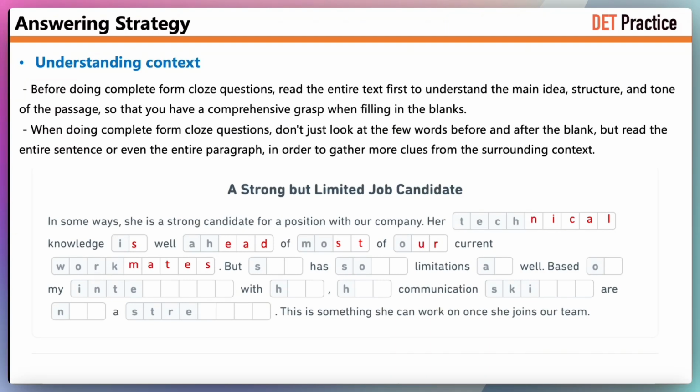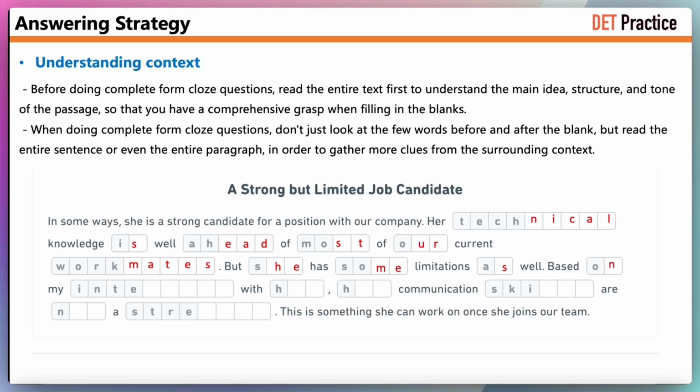Moving to the next sentence, but indicates a transition, so now we'll discuss the candidate's weaknesses. The word starting with S should be she, as we're missing a subject. The word after has is easy to guess. It should be she has some shortcomings or limitations. The word starting with a before well is likely as well, often appearing at the end of a sentence to mean also or to. After based, it should be based on, meaning according to.